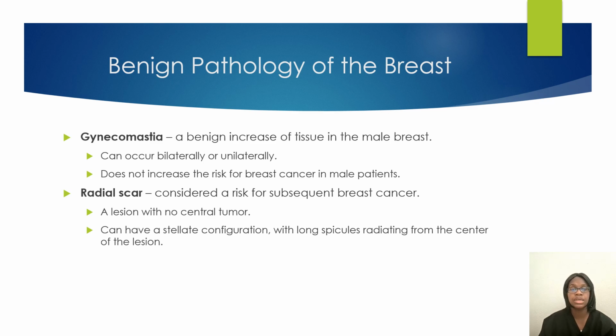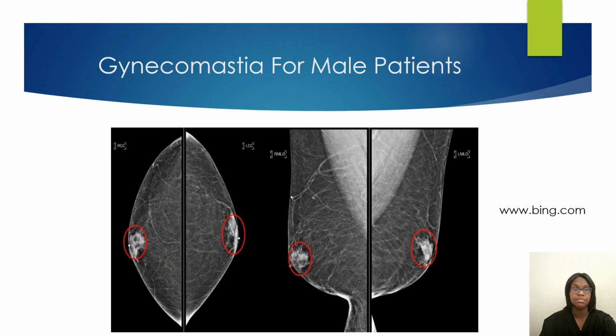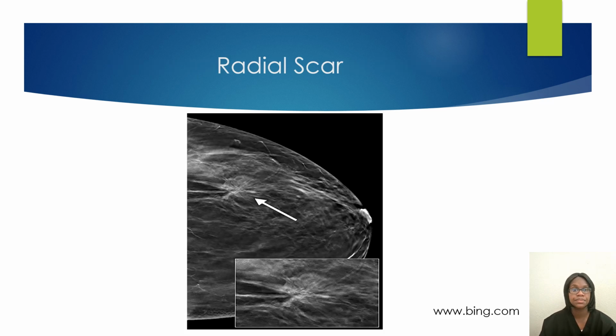Your radial scar is considered a risk for breast cancer. A lesion with no central tumor is how this would look. Gynecomastia for male patients, you have the red circle highlighting over that area. This is a male patient's breast. An example of a radial scar.